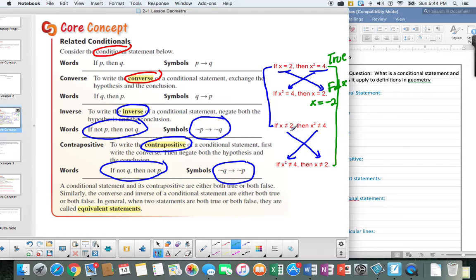Now, this one, if x does not equal 2, then x squared does not equal 4. That's false because a number that does work is -2. So we would call these two equivalent statements because they're both false. If x does not equal 4, then x cannot be equal to 2. That's a true statement. So since these are both true, we say that these are equivalent statements.